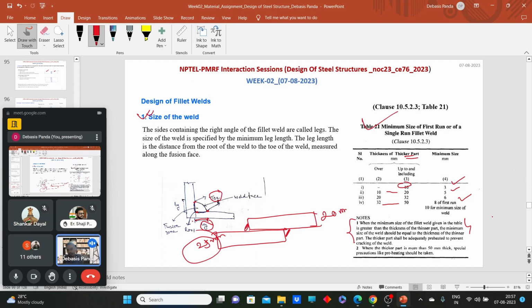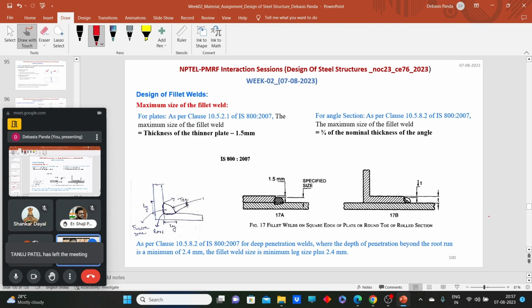What should be the maximum size of the weld? For that also our code gives some provisions. If we need to make a joint between two square plates, the maximum size of the fillet weld should be the thickness of the thinner plate minus 1.5. So if we need to make the connection between two plates, one is 10 mm, one is 20 mm, what will be the maximum size of fillet weld here? Tell me. 10 minus 1.5.